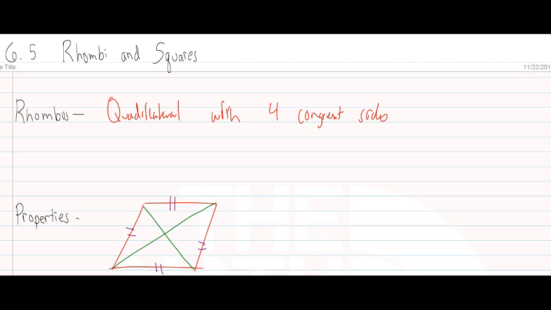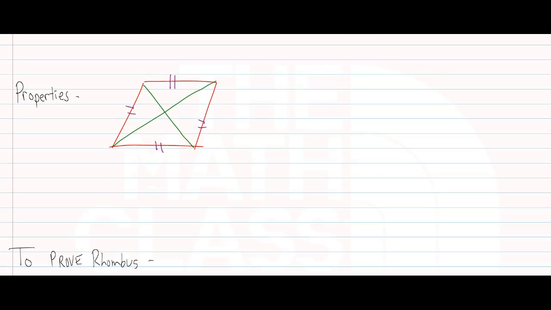And since all four sides are congruent, that also means that both pairs of opposite sides are congruent, which means we could also classify it as a parallelogram. In fact, it's a more specific type of parallelogram. The rhombus has certain properties. Here's a rhombus. I can draw in those two diagonals in green.